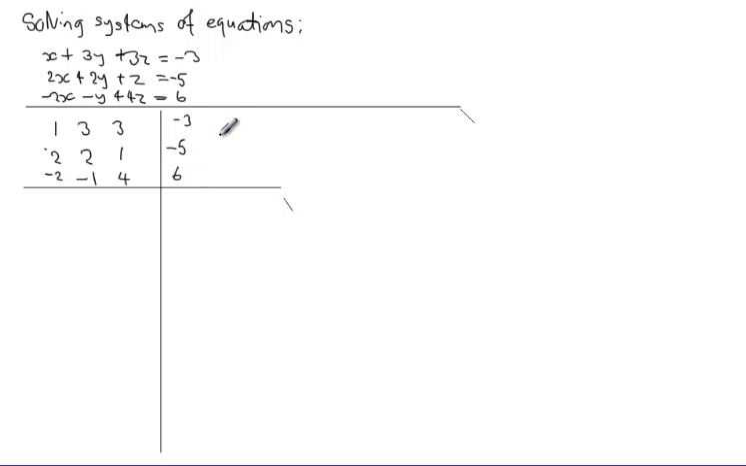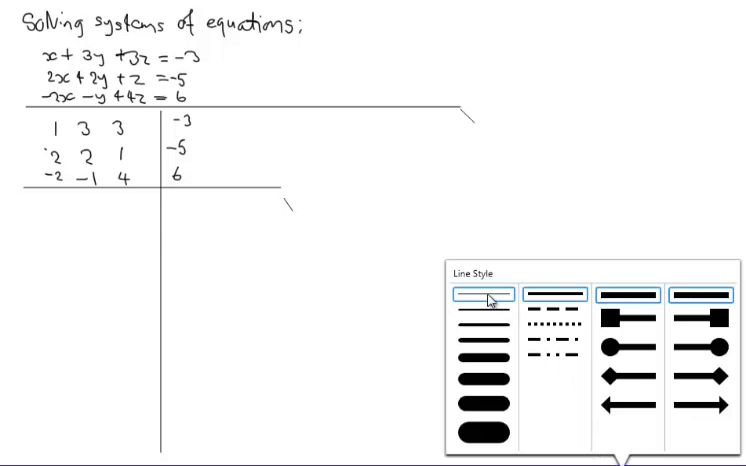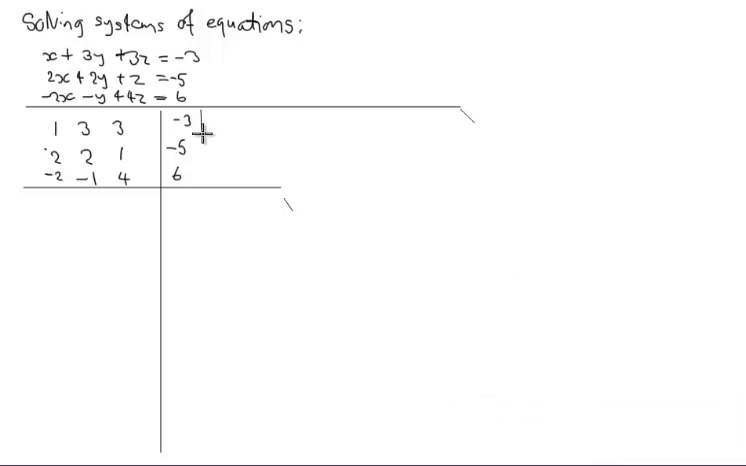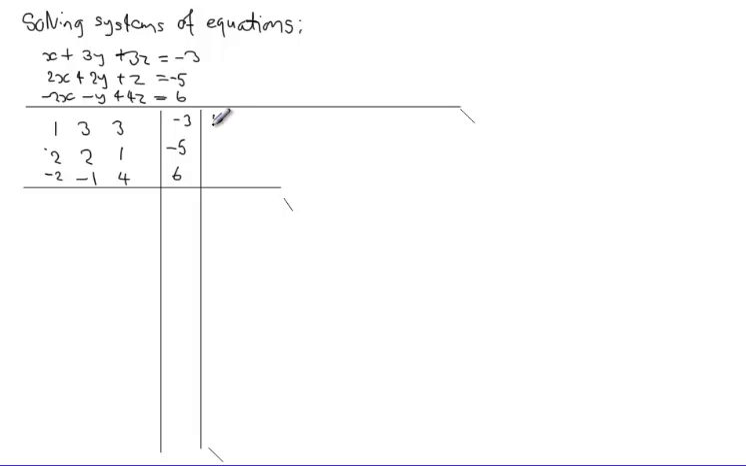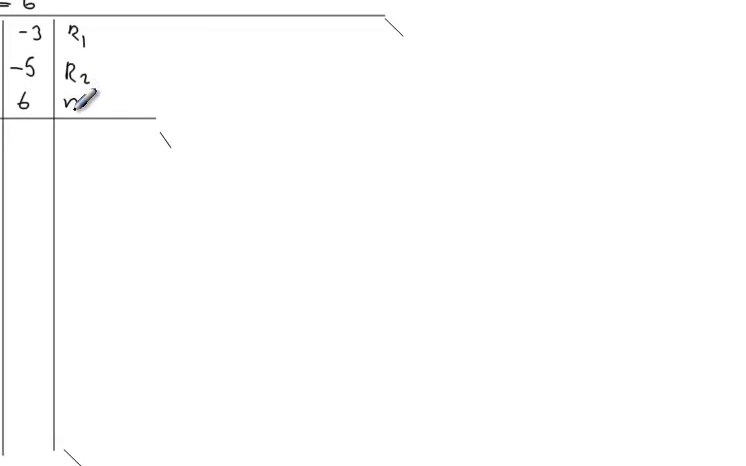Okay. Then maybe let me get another line here, just to separate these things nicely. Then what I'm going to do, let's write this and say this is row 1, row 2, row 3. For a start, I'll just call this solving this system of equations by manipulating these rows.